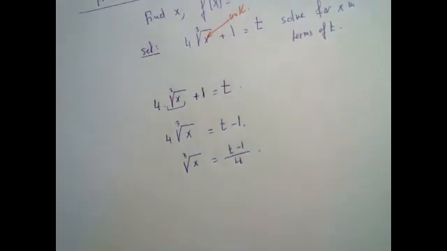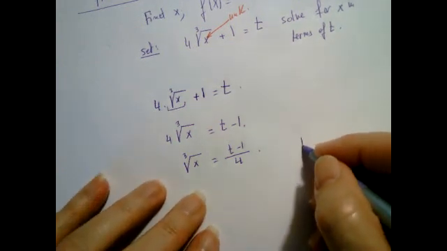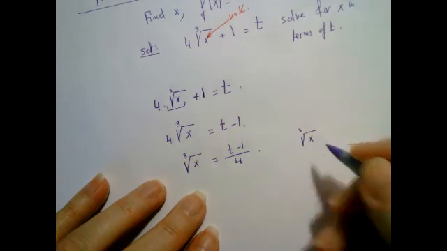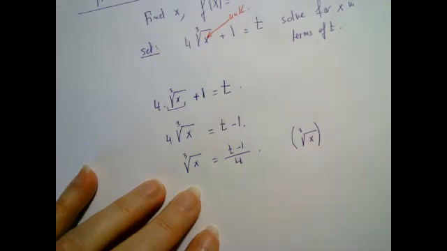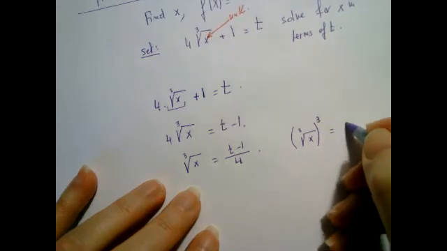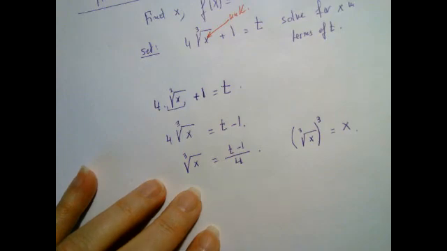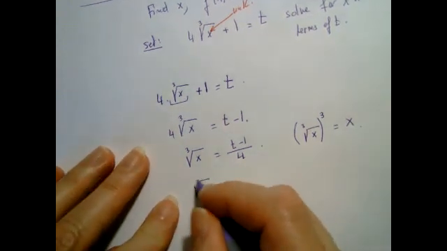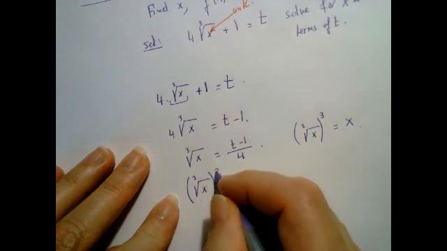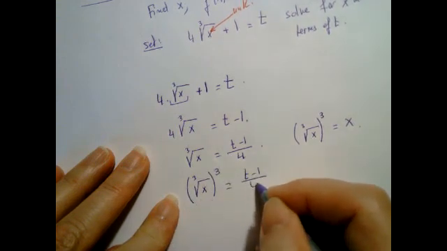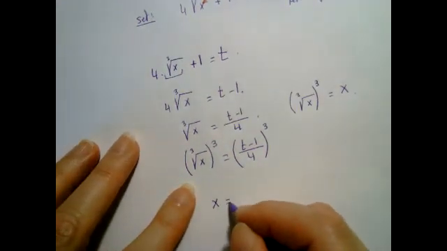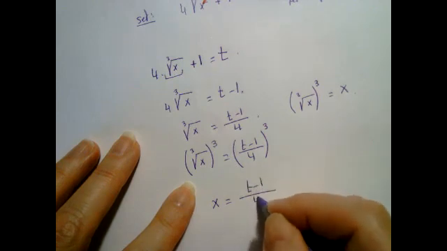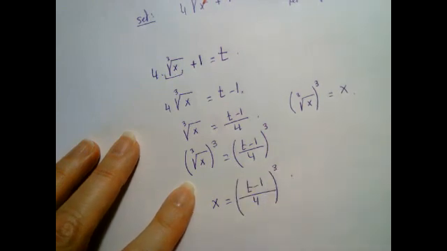Very good. And then what am I supposed to do? Remember, you have to isolate your x. I didn't isolate it. So now I have a cubic root of x. How can I get rid of the cubic root? The cubic root is the number that, when you take it to the power 3, will give you x back. That's really what the cubic root is. So we're going to take both sides, equal to this, the whole thing to the power 3. Okay, that means x is t minus 1 over 4, to the power 3.